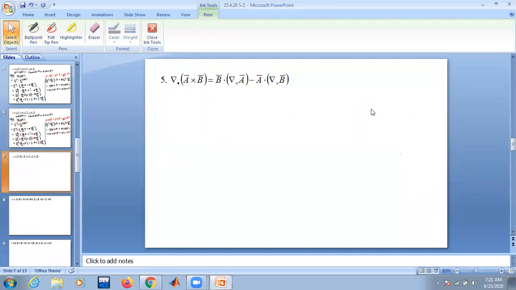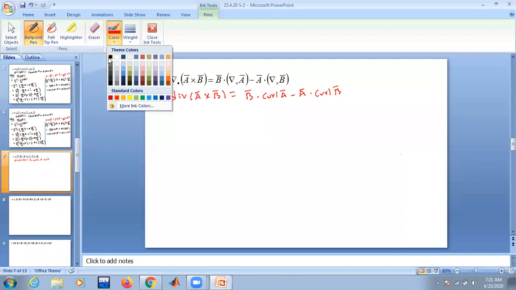Now see the next result, result number 5. Divergence of a bar cross b bar equals b bar dot curl a bar minus a bar dot curl b bar. So what it says: div of a bar cross b bar equals b bar dot curl a bar minus a bar dot curl b bar. Okay, so we'll take LHS and prove RHS.